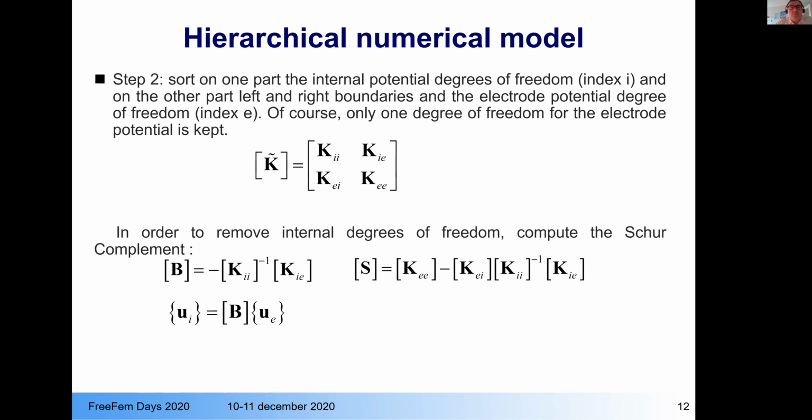The second step is to sort on one part the internal degrees of freedom, and on the other part the left and right boundaries and the electrode potential degrees of freedom. This is the U_E and X_E, and we keep only 1 degree of freedom for the electrode potential. So you have the K matrix with permutation sorted like that. And in order to remove the internal degrees of freedom, we compute the Schur complement like this. First the B matrix used to get the internal degrees of freedom, knowing the U_E degrees of freedom, and the Schur complement matrix is S.